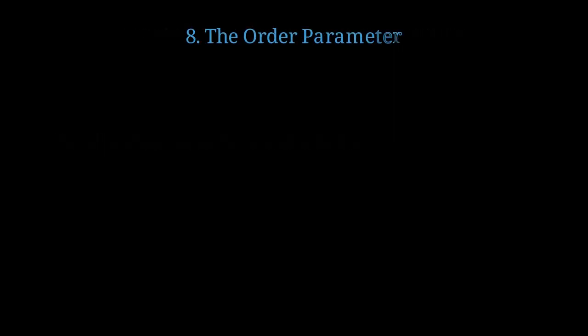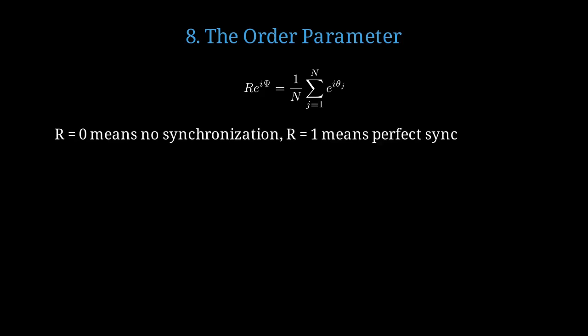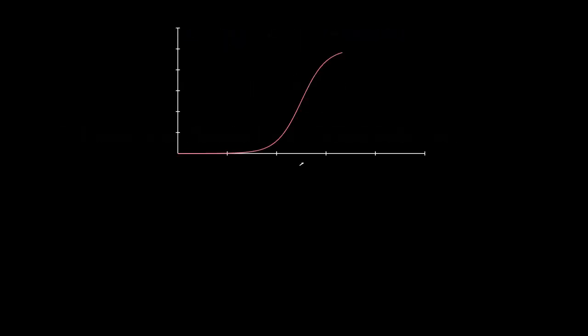To quantify synchronization, physicists use a mathematical tool called the order parameter. The complex order parameter, R e to the i psi, is the average of all phase vectors, where R measures synchronization strength. When R equals 0, the oscillators are completely desynchronized. When R equals 1, we have perfect synchronization. The order parameter R increases sharply at a critical coupling strength K, marking the transition to synchronized behavior.